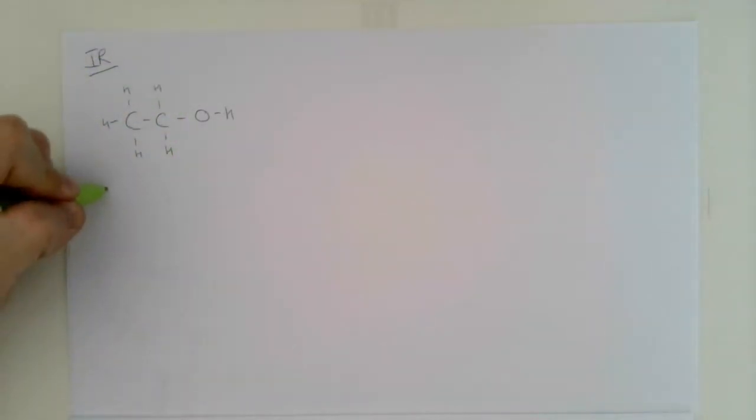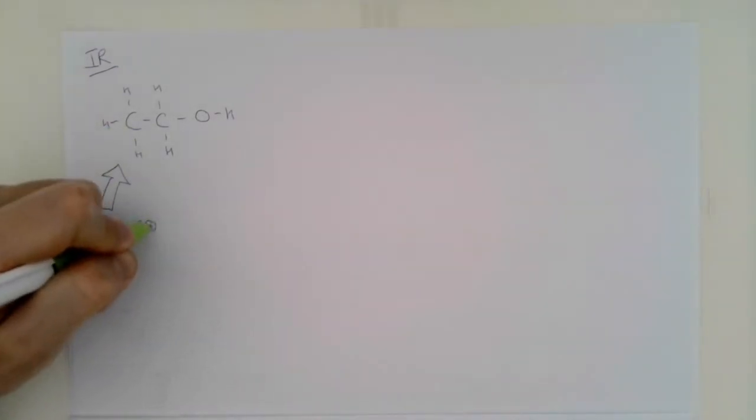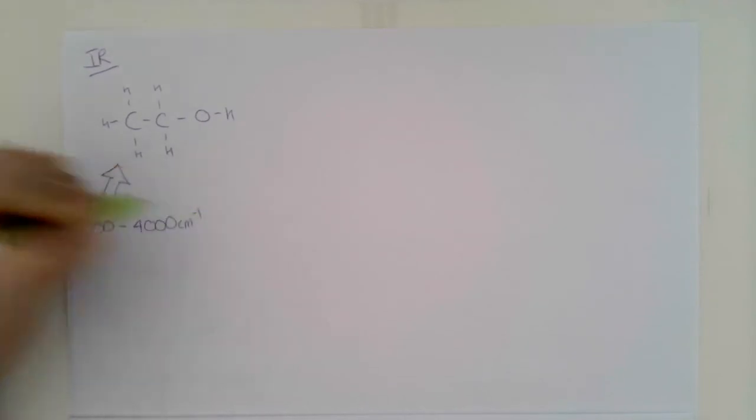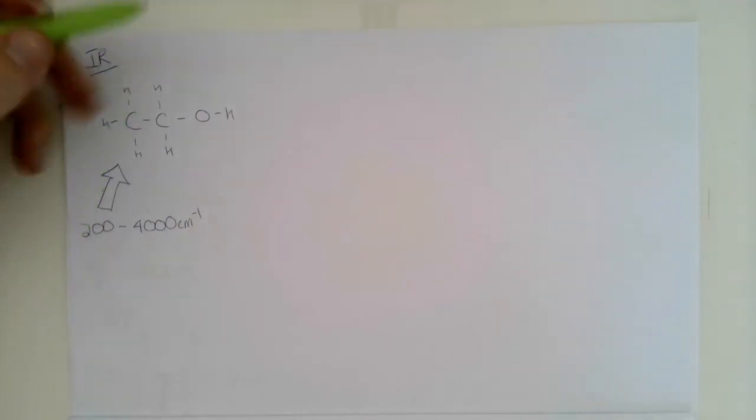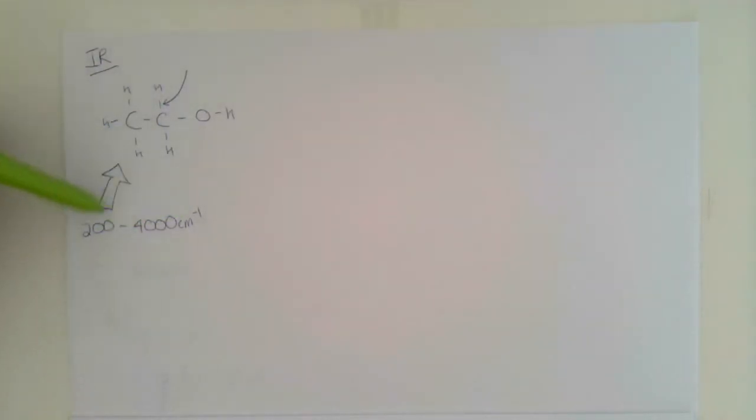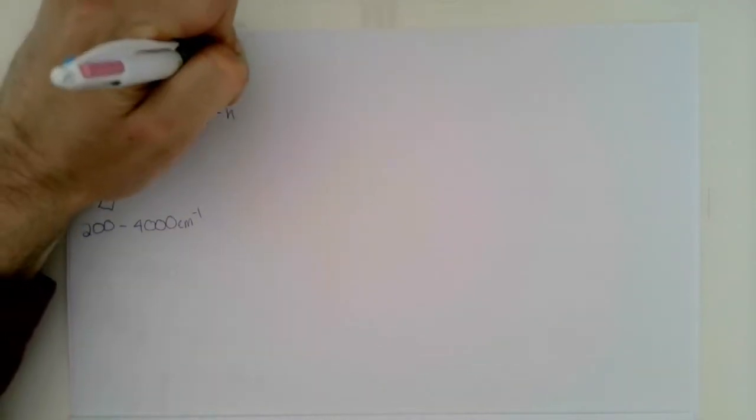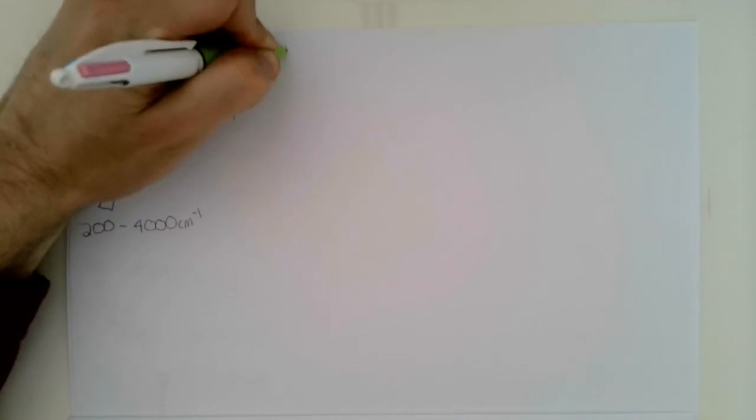You take that sample and you shine a beam with a range of different energies in it, ranging from 200 to 4,000 centimeters to the -1. So you shine that variation of energies at this molecule, and the bonds within the molecule will absorb some of the energies in that particular packet. So a carbon to hydrogen bond absorbs energy between 2,800 to 3,100 centimeters to the -1.